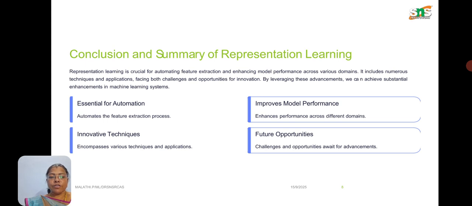It is very crucial for automating feature extraction and enhancing model performance across various domains. It includes numerous techniques and applications. By leveraging these advancements, we can achieve substantial results. It is essential for automation and innovative techniques, it improves the model performance, and it has some future opportunities too.